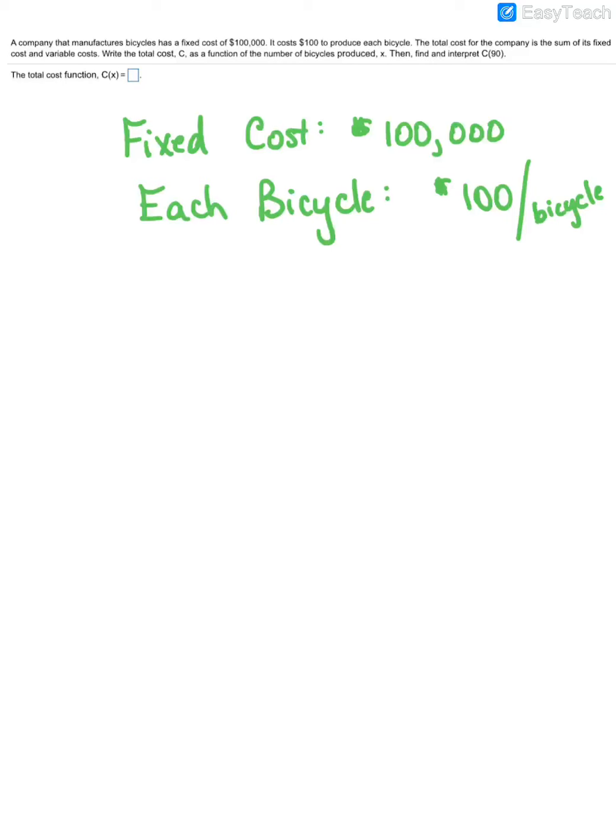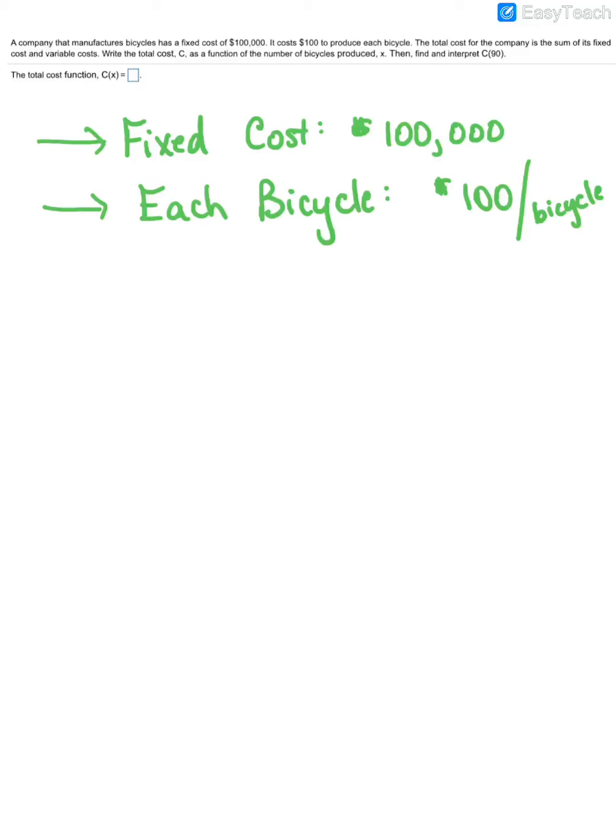Okay, so the total cost for the company is the sum of your fixed cost, so that was the $100,000, and your variable cost, and that's what we're talking about with each bicycle, because that cost is going to vary depending on the number of bicycles that we produced.